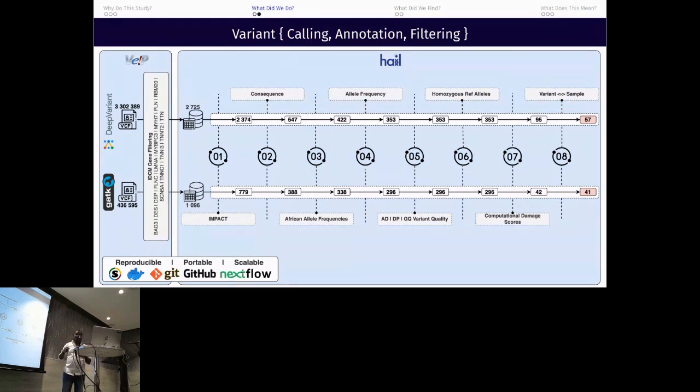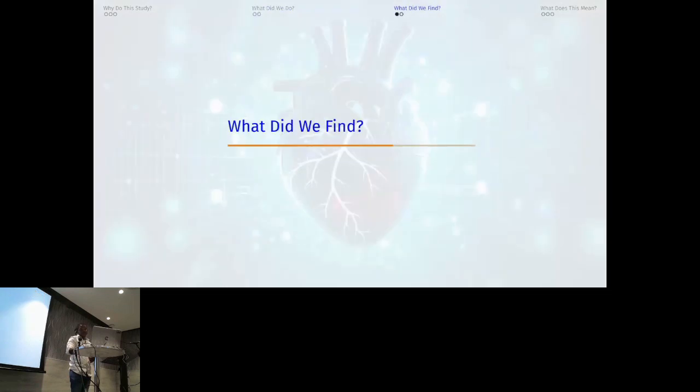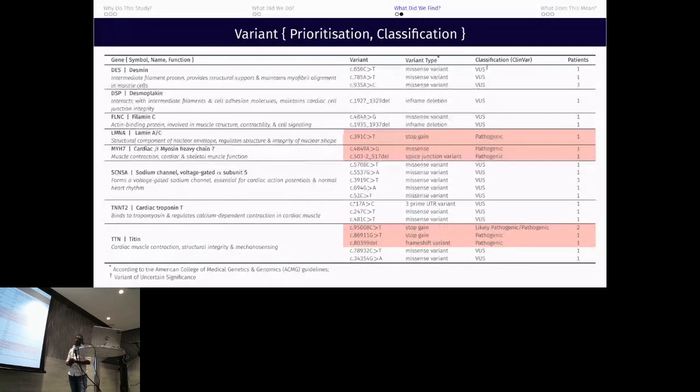And then finally, after filtering all of those variants, we looked at how many variants were left without any sample assigned to them, or how many samples were left without any variants, and we got rid of those. In total, we ended with about 57 variants that were called from DeepVariant, and about 41 that we called using GATK. So after doing that, we went on to do variant prioritization and classification.